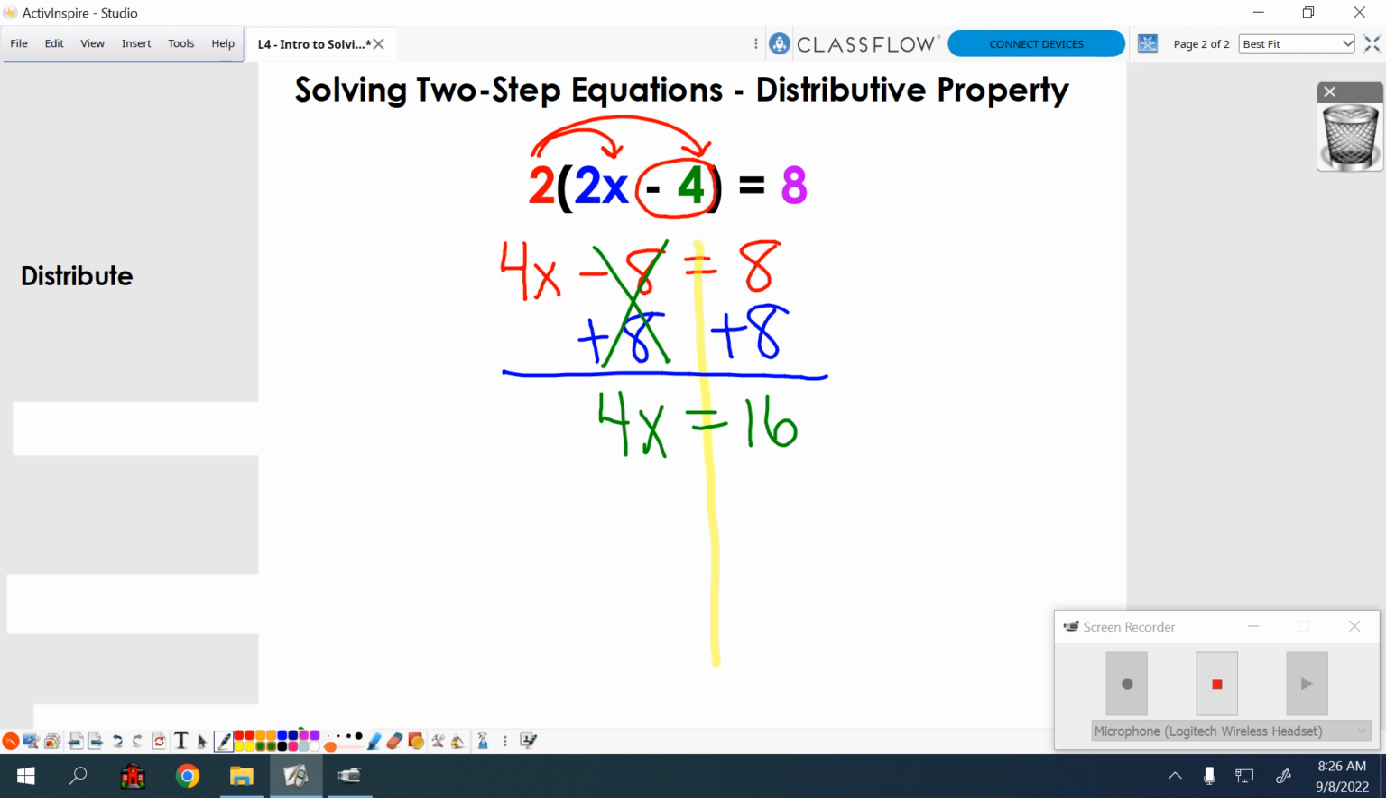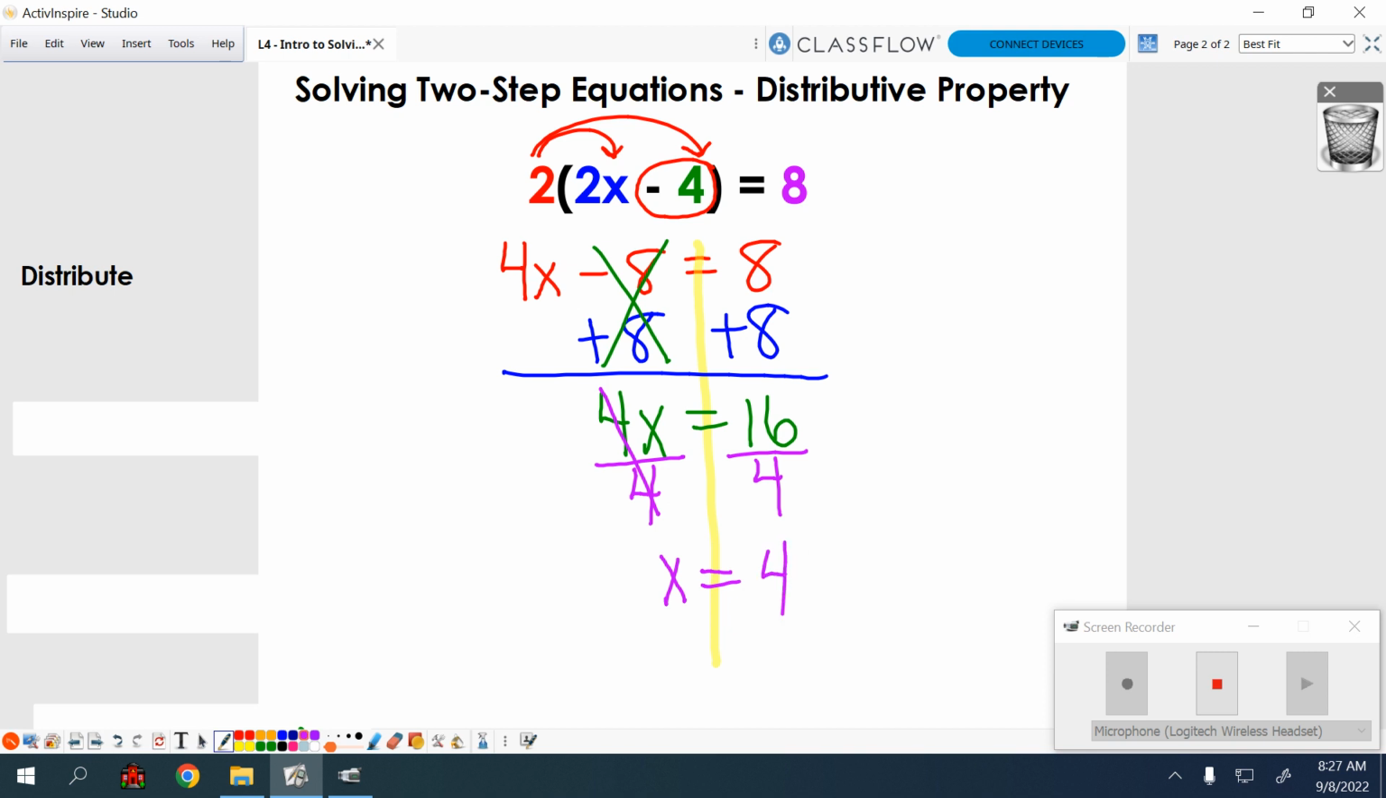So now my next step is I have to undo the multiplication I see right here, 4 times x, so the opposite of times 4 is divide by 4. 4 divided by 4 equals 1, so I have just x on this side. And 16 divided by 4 is 4.